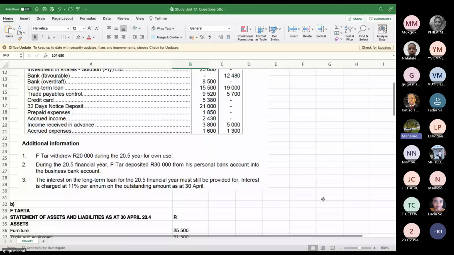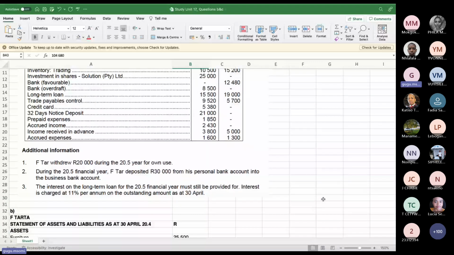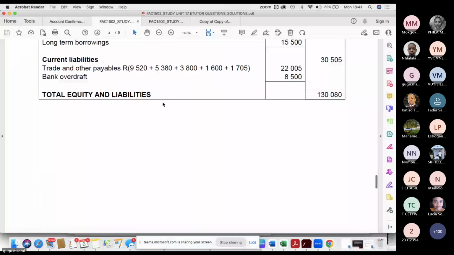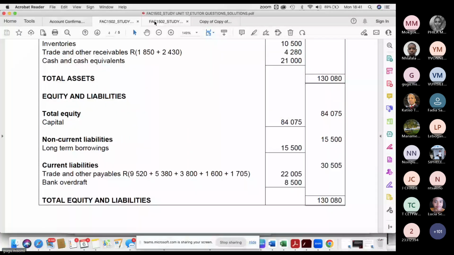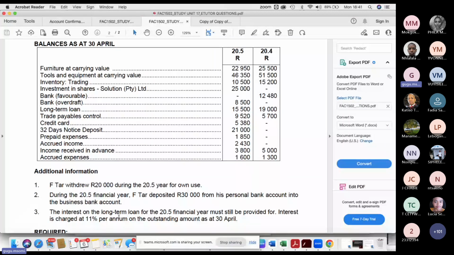Someone is asking, can you explain the 1705 again? Okay, let's go back. No problem. The 1705 comes from the additional information, where they tell us that the interest on the long-term loan for the 2005 financial year must be provided for. Provided for means we need to put it in our books; we haven't paid for it, but it's due. Interest is charged at 11% per annum on the outstanding amount as at 30 April. So whatever the loan balance is as at 30 April, we must multiply that by 11% to get the interest that we need to provide for in our books.